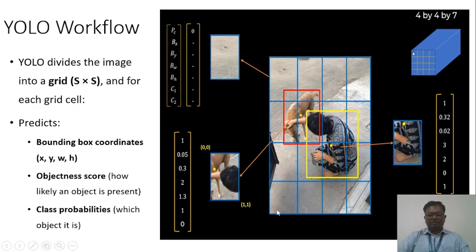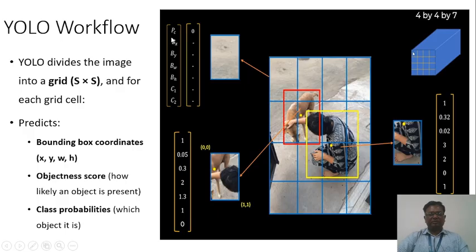Suppose this is the image. Step 1 is, the image is divided into a grid. Here this image is divided into a 4 by 4 matrix. So 1, 2, 3, 4. Now each cell will be identified separately. Now let us take only one cell, this first cell. Inside this cell there is no object. So the identification is displayed in this vector.